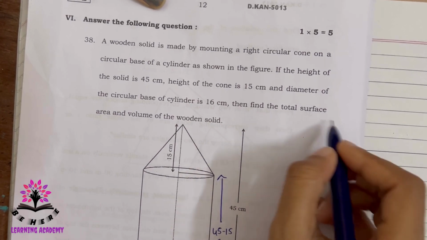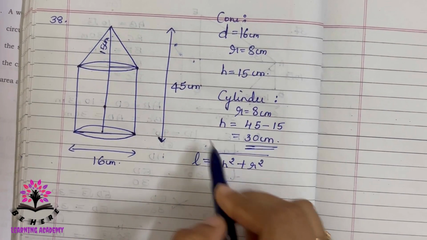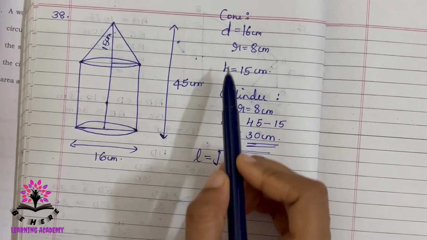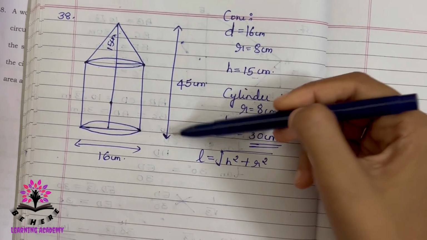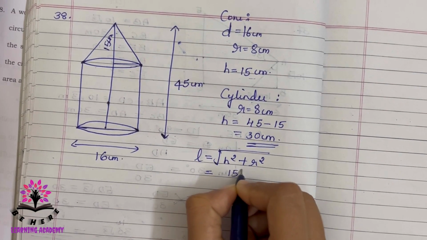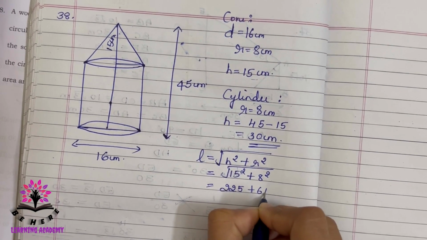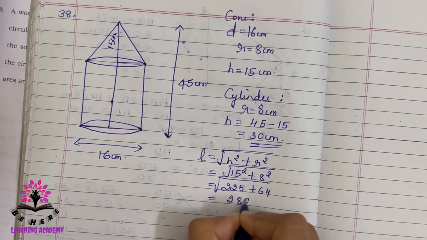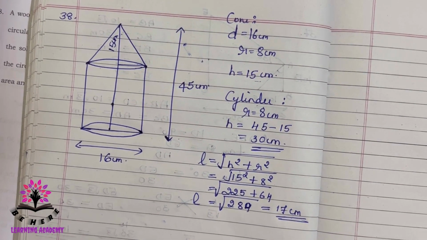So now let us find out the total surface area of this figure. All the given measurements I have written here. So diameter is given, radius is calculated, then height is 15 here for the cone. For the cylinder, radius is 8, then height is 45 minus 15, it becomes 30. So let us find out the slant height now. It is 15 square plus 8 square. So it is 225 plus 64, and that will be equal to 289. That will be equal to 17 centimeters. So slant height is 17 centimeters.